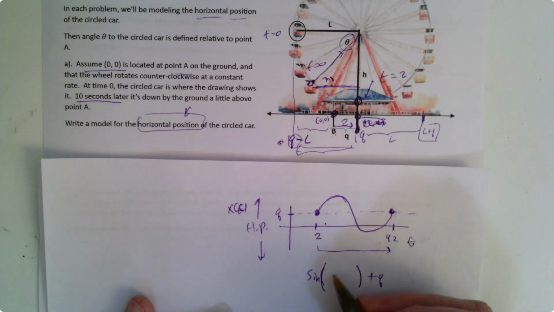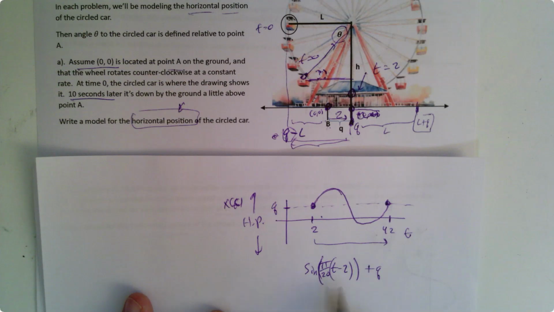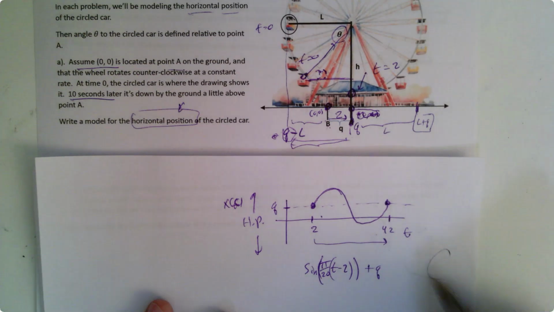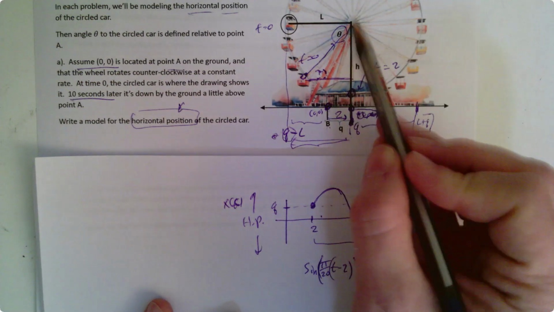We know it's been shifted, and then we know what the rotational rate is. And again, you can plug in individual times to check that this makes sense. If I plug in t equals 2, 2 minus 2 is 0, which gives me an angle of 0. Sine of 0 gives me 1. Nope, 0, excuse me. Sine tells me the y-coordinate, so it gives me 0. And so if that whole thing is 0, I'm just adding q as my horizontal position, and lo and behold, there I am, horizontal position q. So that makes sense.